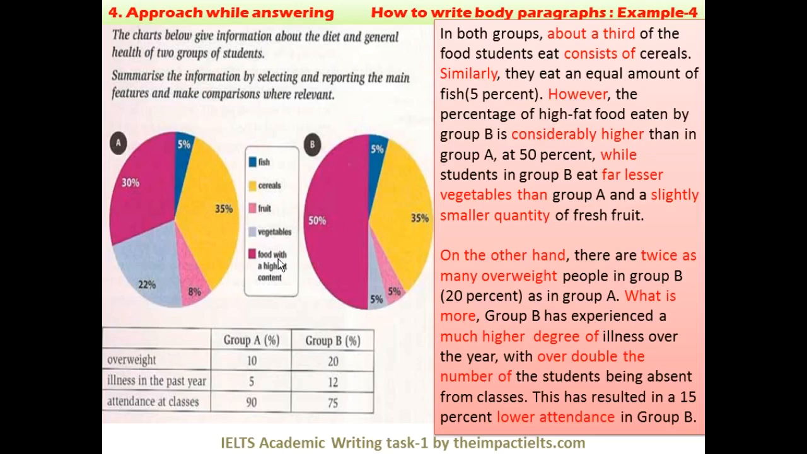I hope you have again understood the approach. There's not much difference, but be careful about the kind of expressions we're using, the kind of linkers we're using, and information, of course, that has already been planned when we come to the body paragraph part.